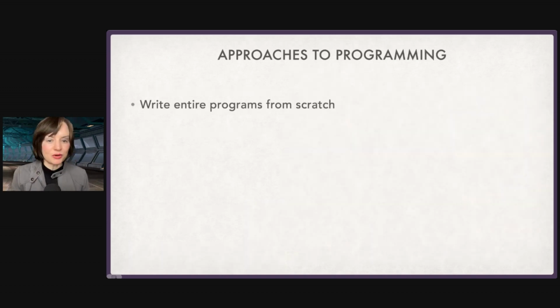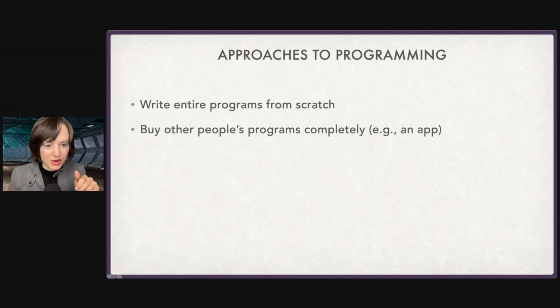Some approaches to programming include the one we think of when we think of programming, which is, Mr. Robot, write existing programs from scratch. Or, in a way, this is programming: buy someone else's program completely, fully. Like, I'm going to download Microsoft Word and do things with it. I'm kind of interfacing with the program and creating my own program, which is my document.